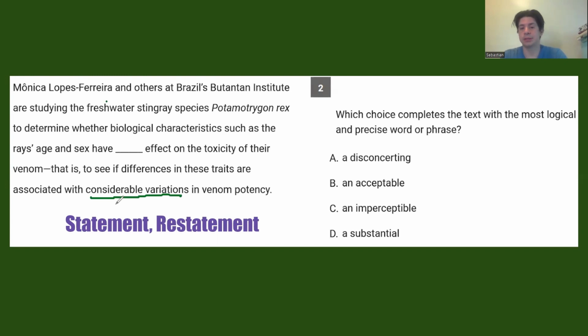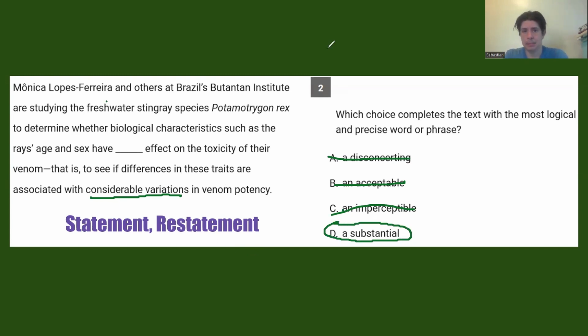So we're trying to find something that's similar to that. And it's about large size. So it wouldn't be imperceptible because that's small. It wouldn't be acceptable. That doesn't really do with size. And disconcerting is worrying, and that has a negative connotation, while considerable doesn't really have a negative connotation, right? It's sort of neutral, maybe slightly positive. So we're left with substantial, right? Which is almost a synonym for considerable.